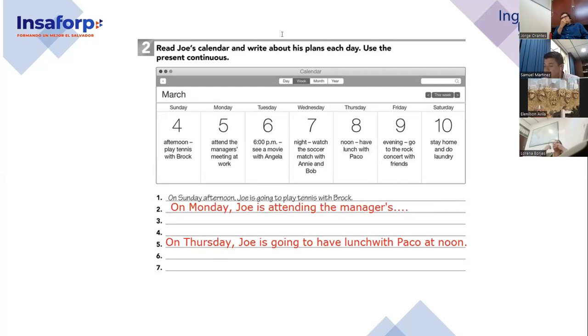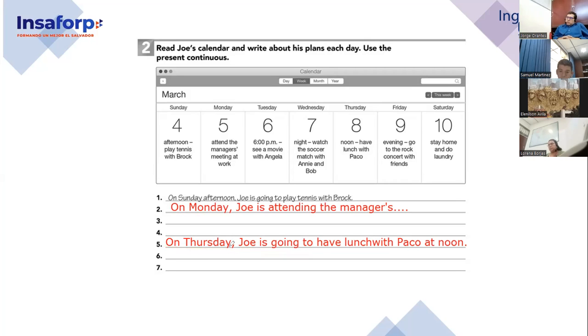Okay, es como que lo está escribiendo en presente continuo. Joey is attending, pero como ya tengo una expresión de tiempo y me indica futuro, sé que es en futuro. Podría incluso cambiar el orden. Joey is attending the manager's meeting at work on Monday. No necesariamente va al inicio. Pero sí incluyo en mi oración una expresión del tiempo para que sí se sepa que es en el futuro. Con el going to no es tan necesario. ¿Por qué? Porque se entiende que going to ya es una expresión en sí para futuro. Joey is going to have lunch with Paco at noon. Okay, podríamos omitir el on Thursday, pero como queremos ser específicos que no es ahora, sino que es el jueves, por eso lo agregamos. Okay.